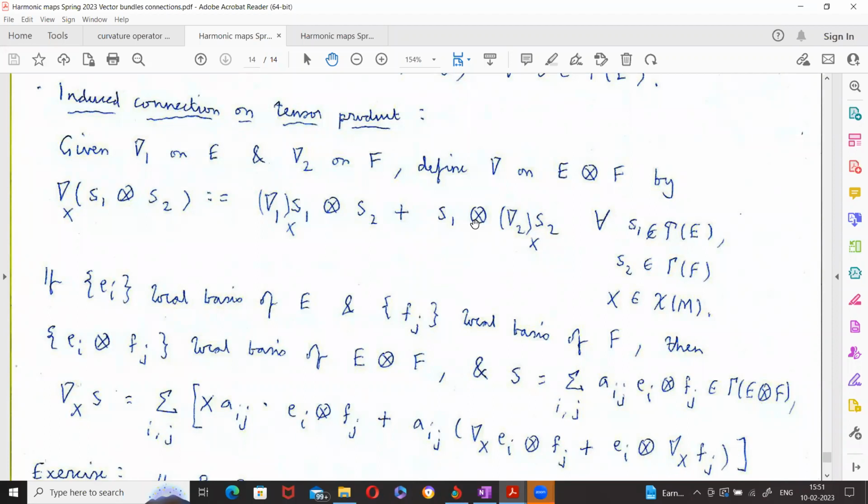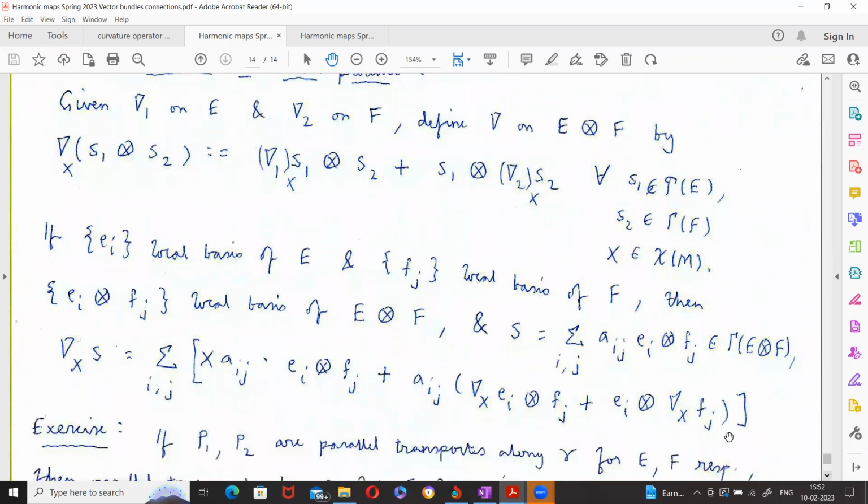So how do we compute this connection? Well, if e_i is a local basis of E and f_j is a local basis of F, then e_i tensor f_j will be a local basis of E tensor F. And so any section s I can write as the sum over i, j of a_ij e_i tensor f_j, right?